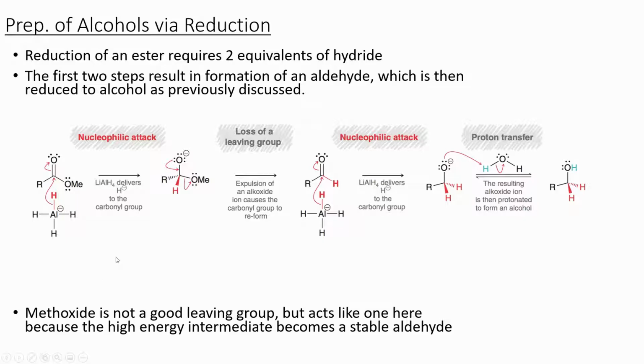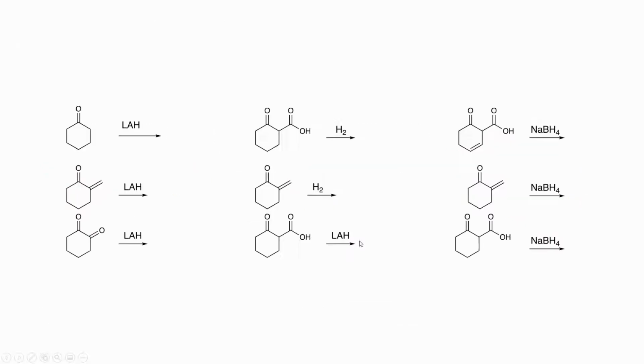Generally, methoxide is not a good leaving group, but in this case, it can act as a leaving group because we have a high energy intermediate that will become a stable aldehyde once it leaves.